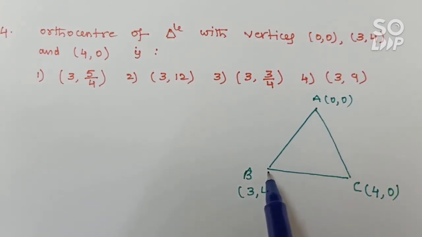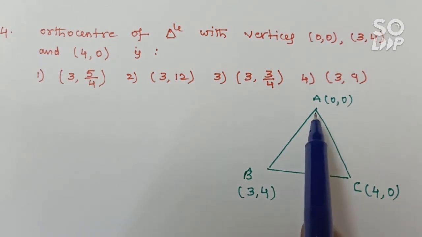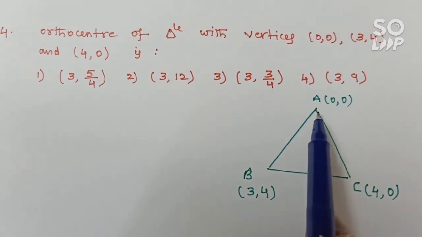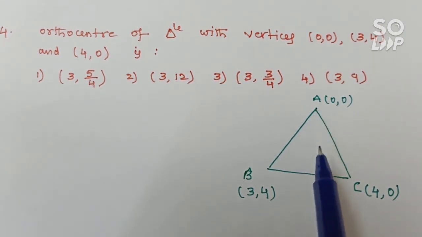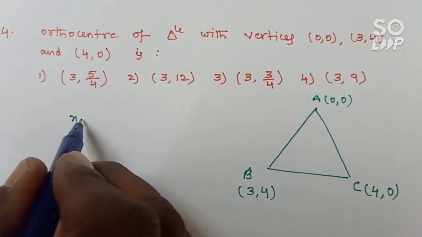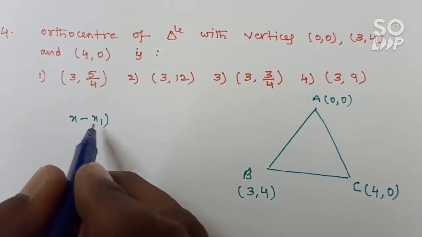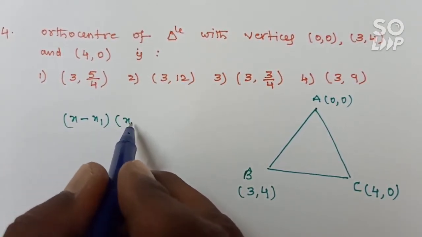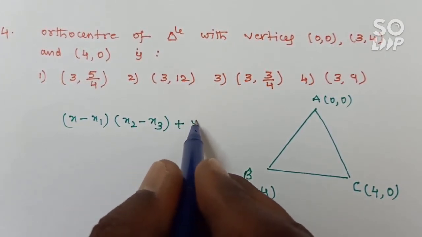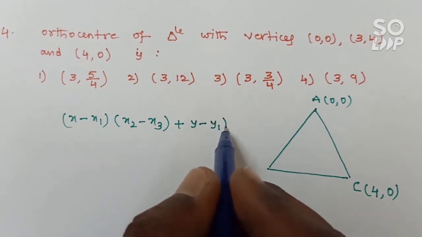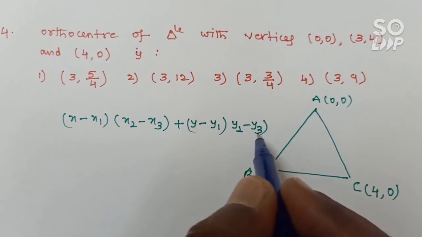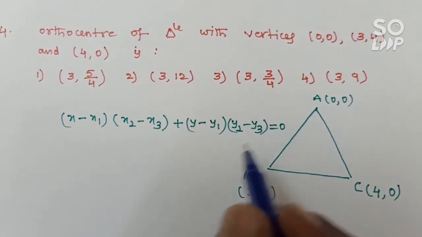So here you find the altitude passing through any vertex, either A or B or C. Now I am going to find the equation of the altitude passing through the vertex A. What is that formula? (x minus x1) into (x2 minus x3) plus (y minus y1) into (y2 minus y3) is equal to 0.